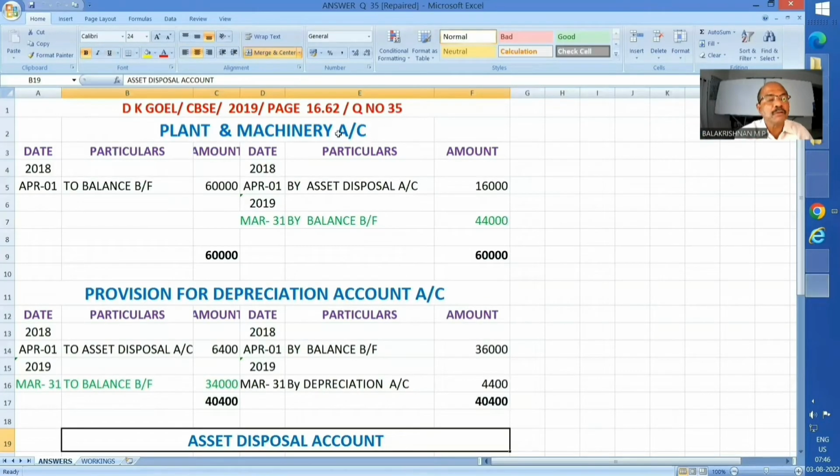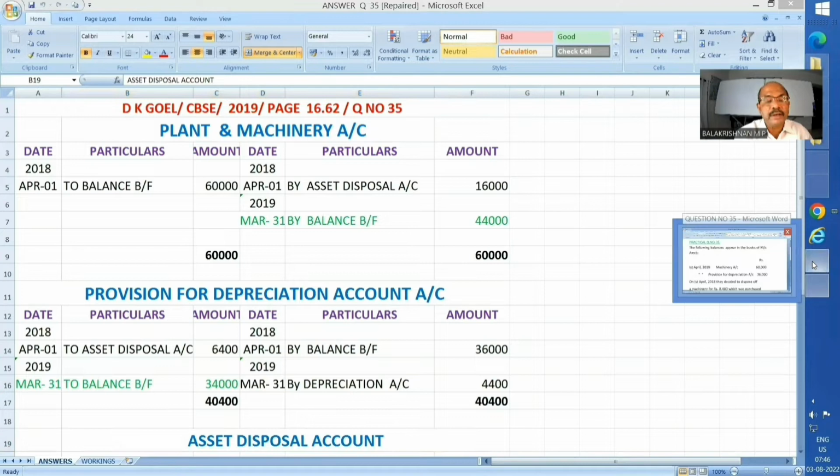Plant and machinery account, April 1st 18, to balance brought down 60,000. The corresponding entry for the provision, opening balance brought down 36,000. So we have brought down both the opening balances, asset as well as the liability.